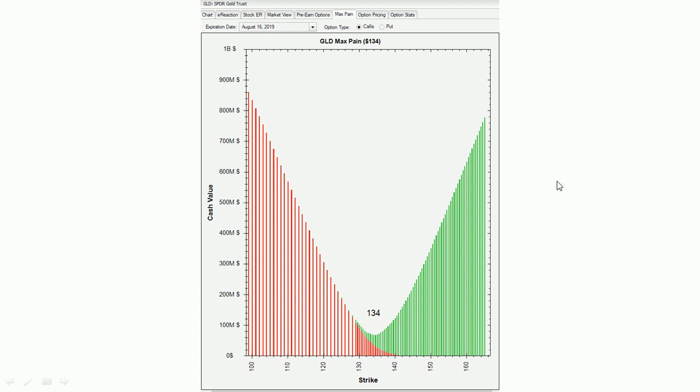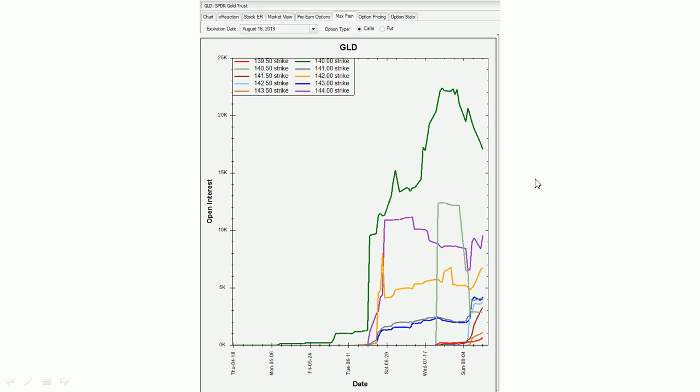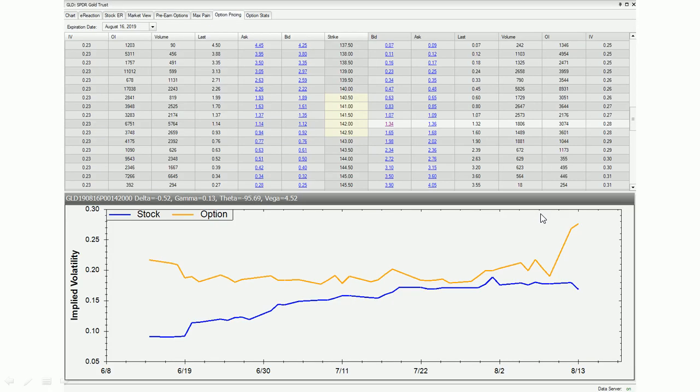It's good information. Would you like to know what the open interest is and how the open interest has changed? You can monitor the flow of calls and puts. Simply put in the expiration date, calls, puts, and you'll be able to see all of the different strike prices. Again, very useful information. Option pricing.